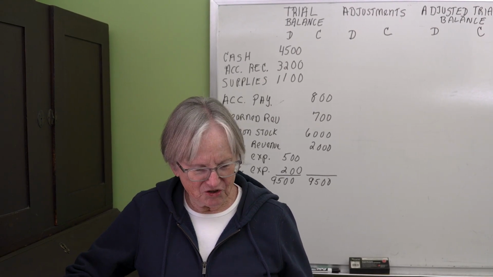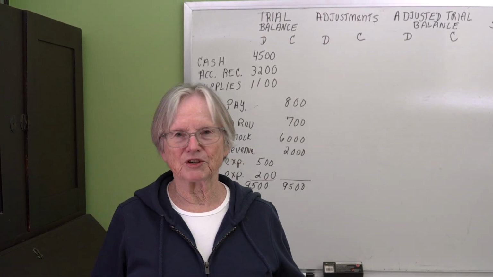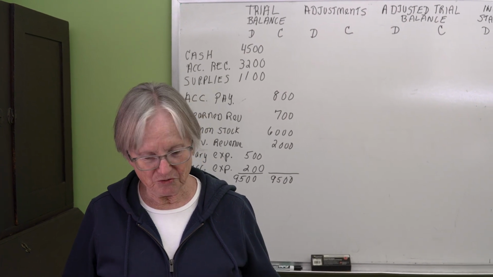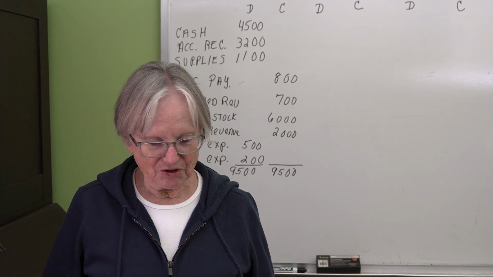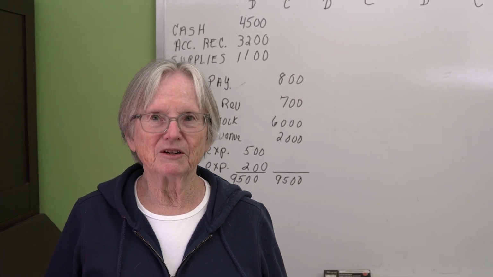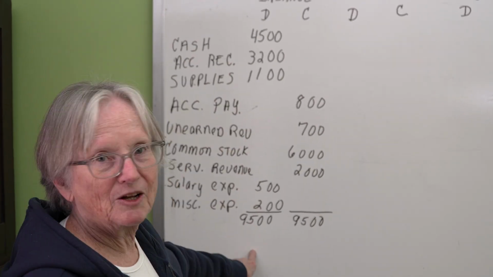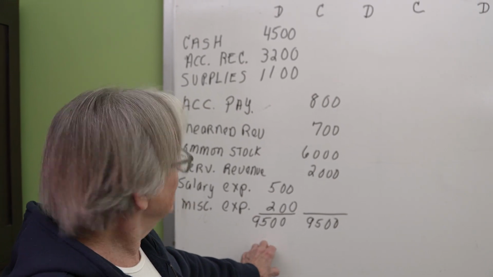So just to give you perspective of where we started, you've analyzed the transaction. This goes back to chapters 1 and 2. You've done the journal entries. You've posted to the ledger accounts and prepared the trial balance. And so the trial balance, this is the trial balance, the balance currently in all the ledger accounts.